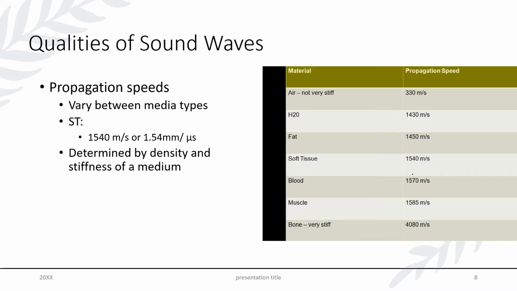Now, another important quality of sound when it's within the patient is propagation speed. Sound will travel through every different type of material at a different propagation speed. You might think of the soft tissue in your abdomen as having one particular propagation speed, but every molecule is really going to have its own propagation speed. So to determine an overall general propagation speed, or speed of sound travel through the body, they do an average. The average propagation speed for soft tissue is 1540 meters per second, or 1.54 millimeters per microsecond.